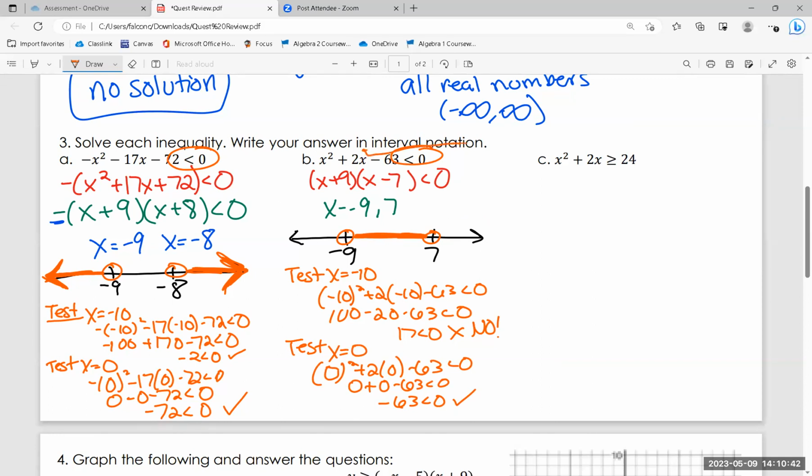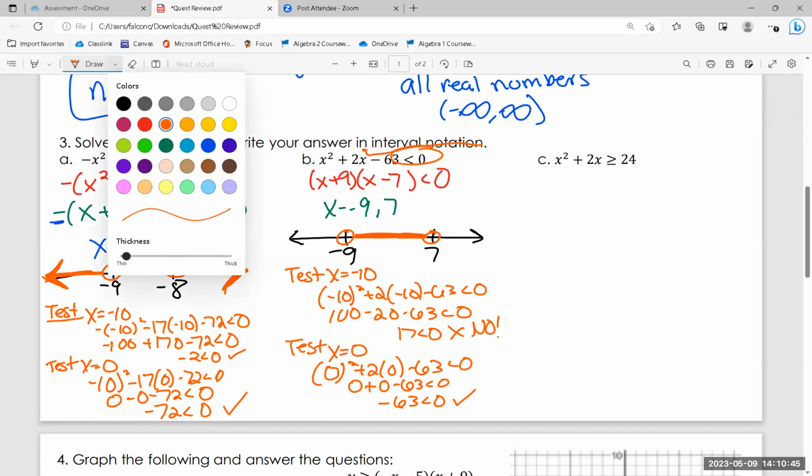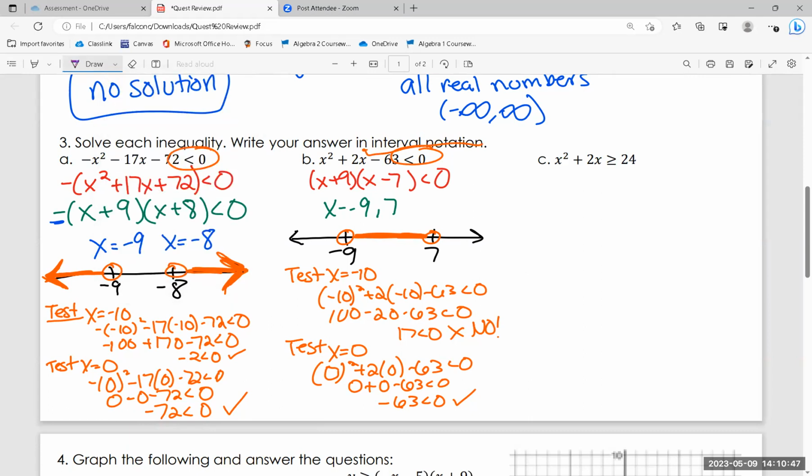Oh, and they want us to write our answers in interval notation. Okay, let's do that for part B, and then I'll go back and do part A. So for interval notation, we're starting at -9 for this one. It's an open circle, so we want a parentheses. And then our interval goes up to 7, and it'll be another open parentheses because it's an open circle.